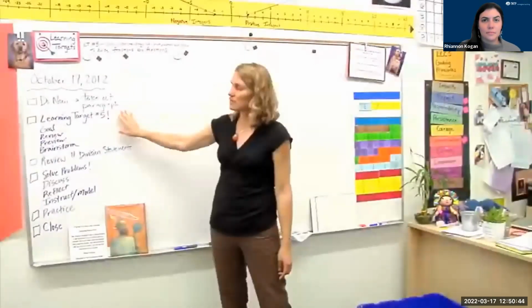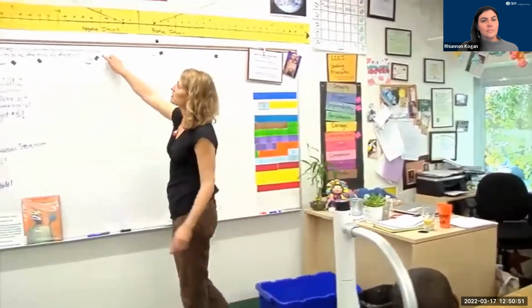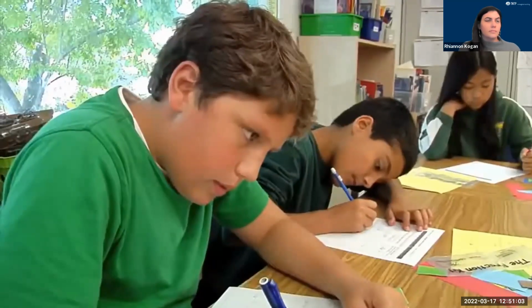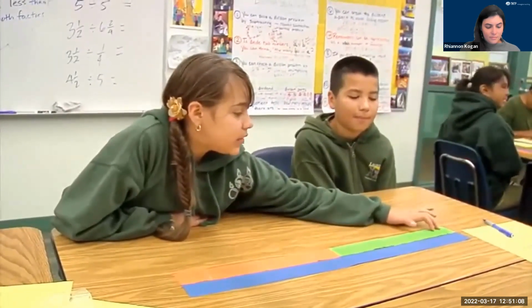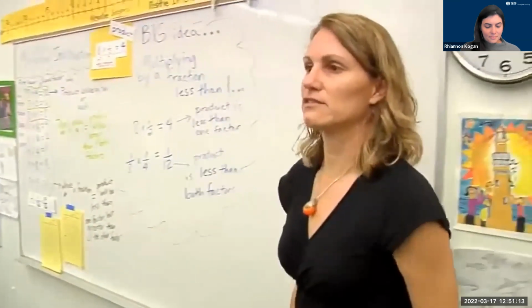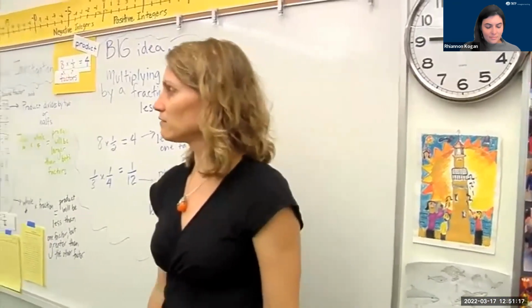So today we're going to actually start learning Target 5 using our understandings of multiplication and division to divide fractions by fractions. So today the lesson was about having students tap into what they already know about multiplying and dividing whole numbers and multiplying fractions to begin to learn how to divide with fractions. What was the big idea that we learned when we multiply fractions? What happens to the product when we multiply fractions?